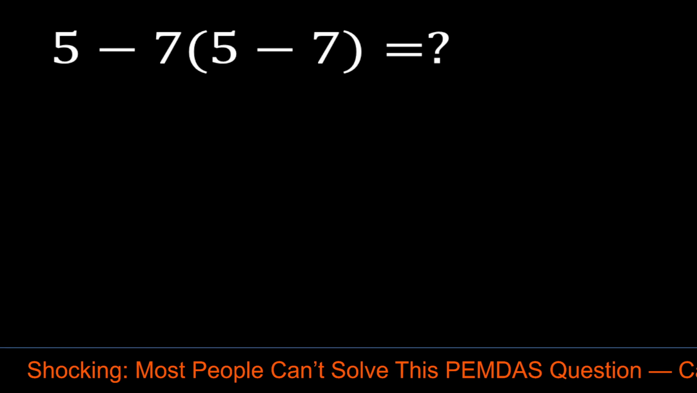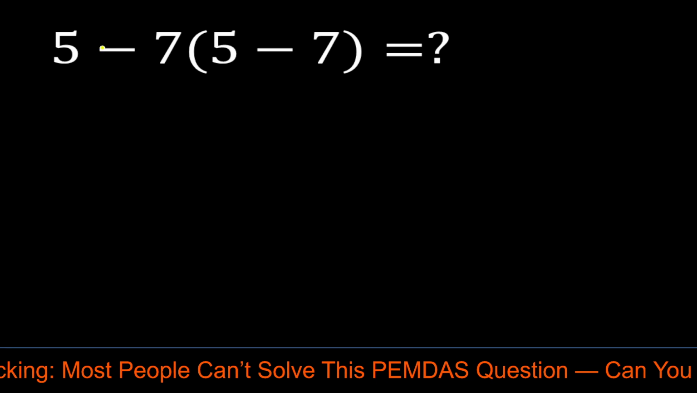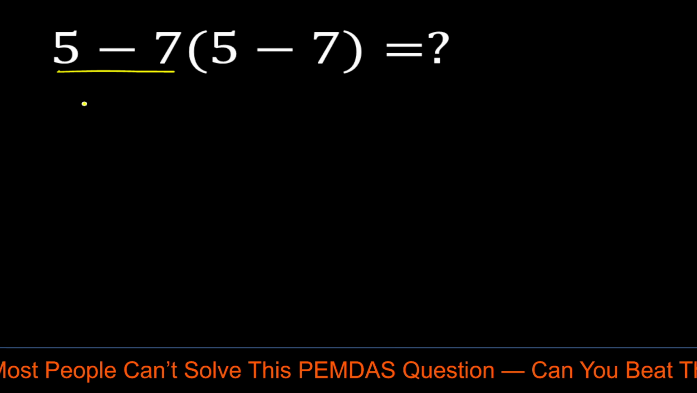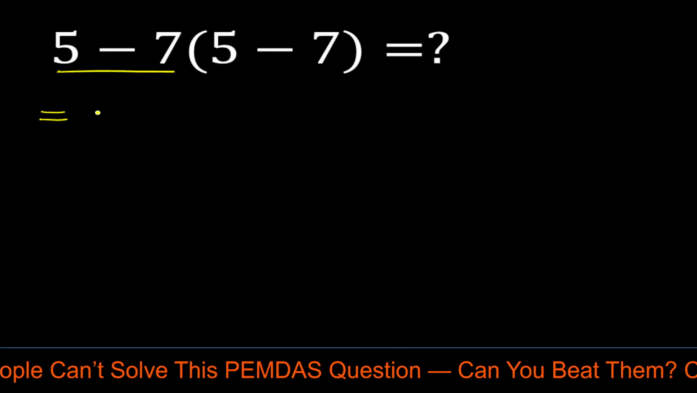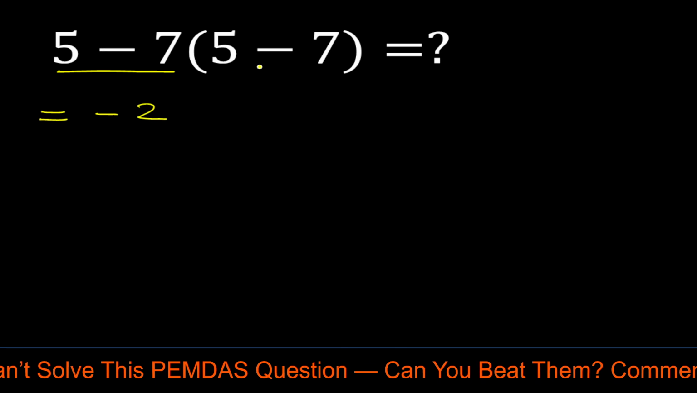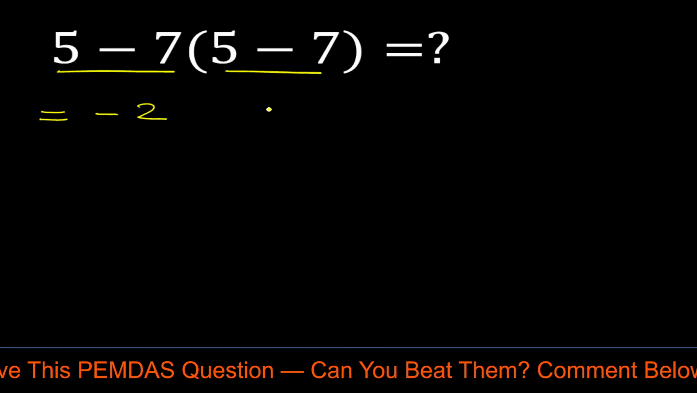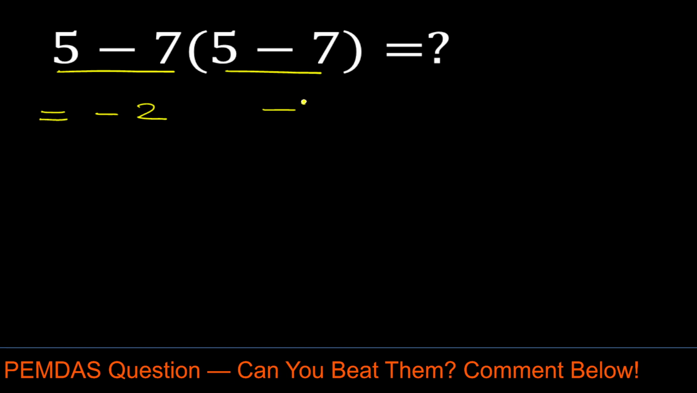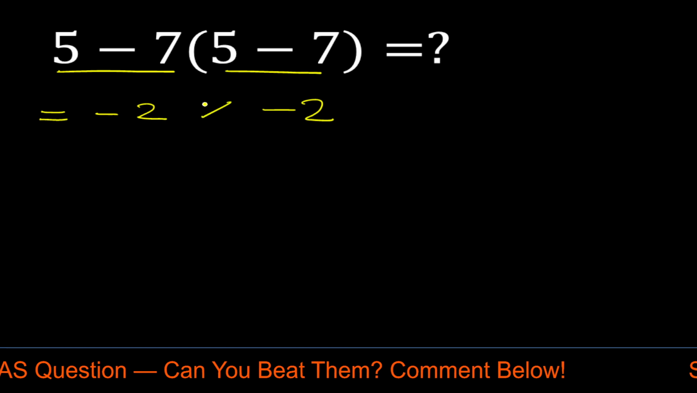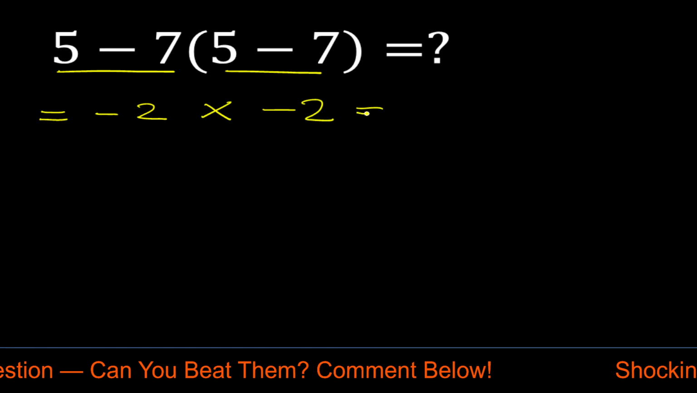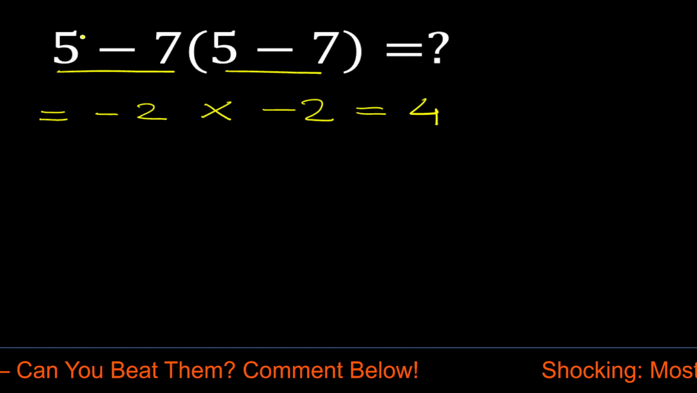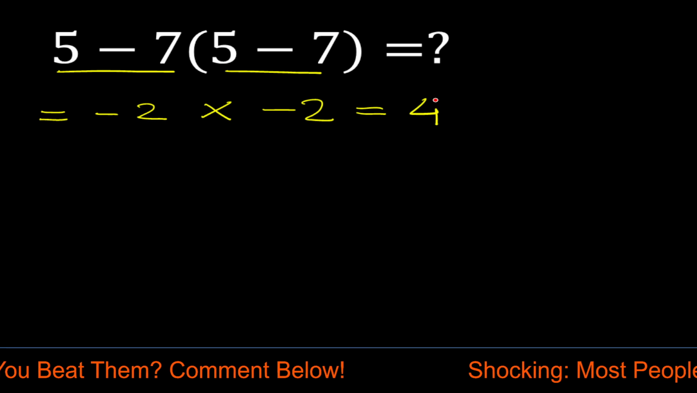So most people solve this question like 5 minus 7. So 5 minus 7 is equal to minus 2. Then again 5 minus 7. So 5 minus 7 is equal to also minus 2, right? Now minus 2 times minus 2. So minus 2 times minus 2 is equal to 4, right?